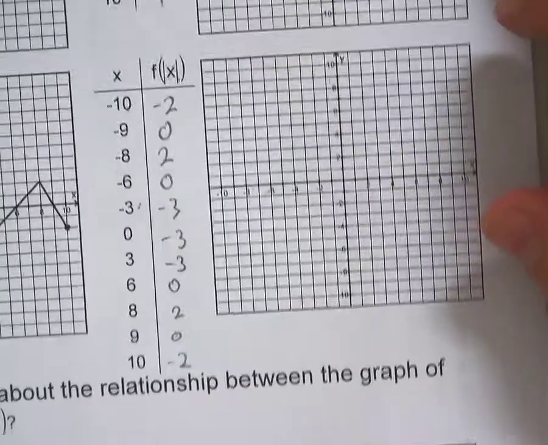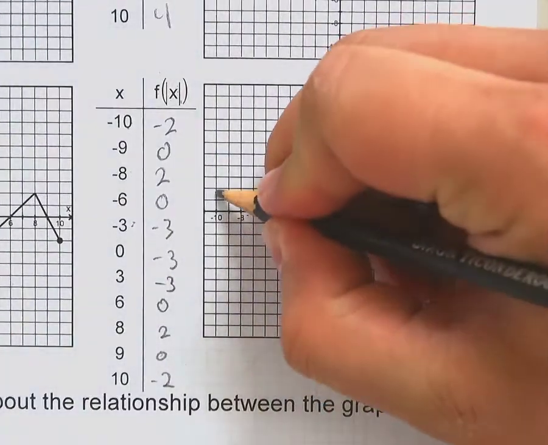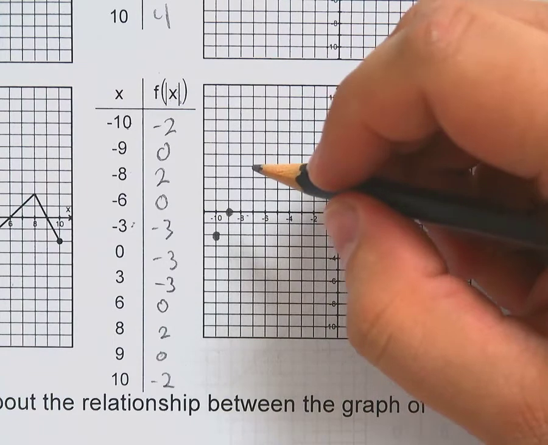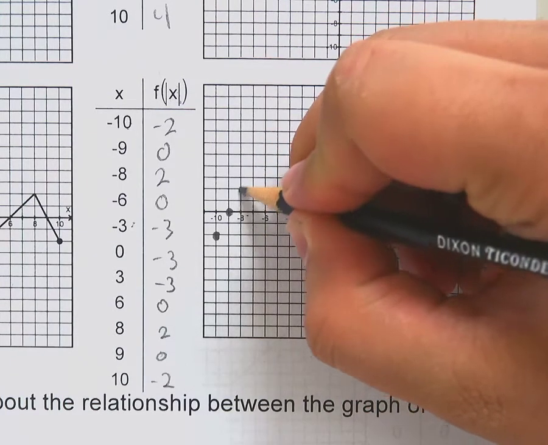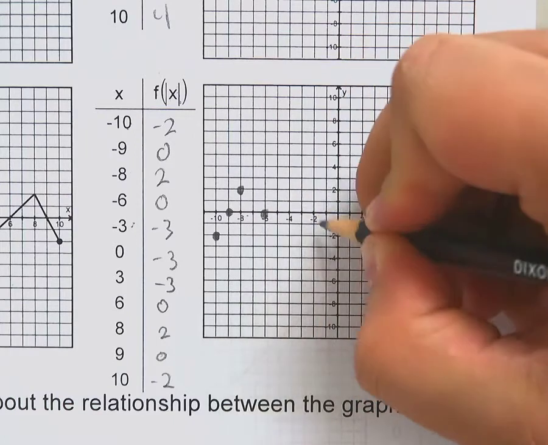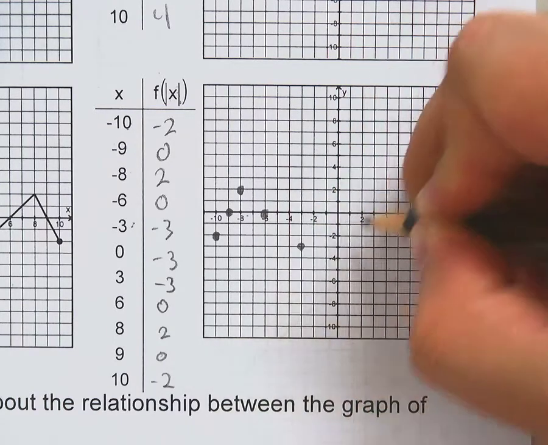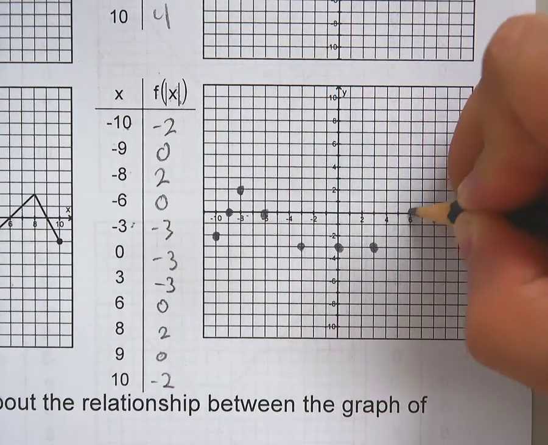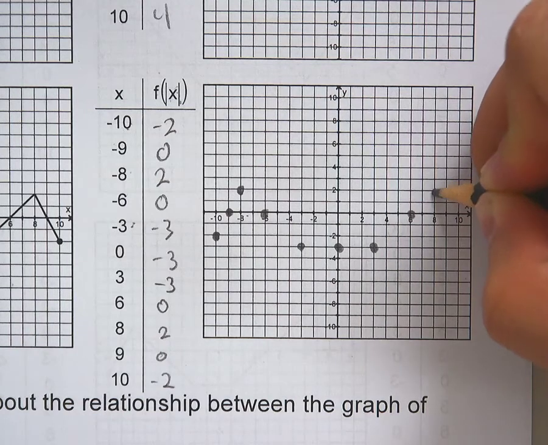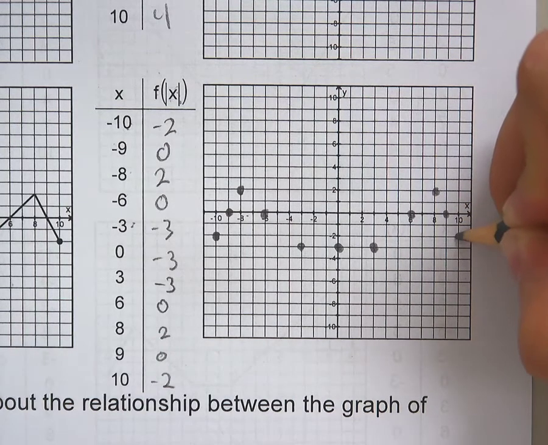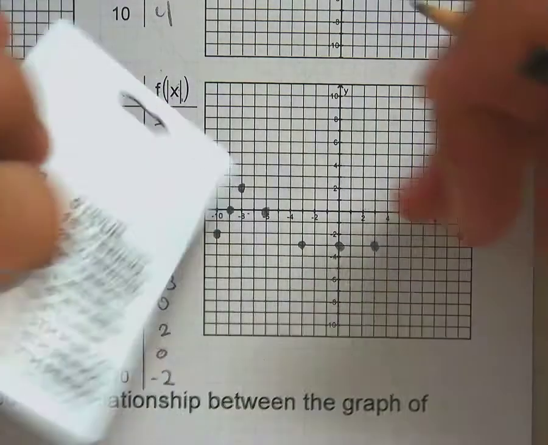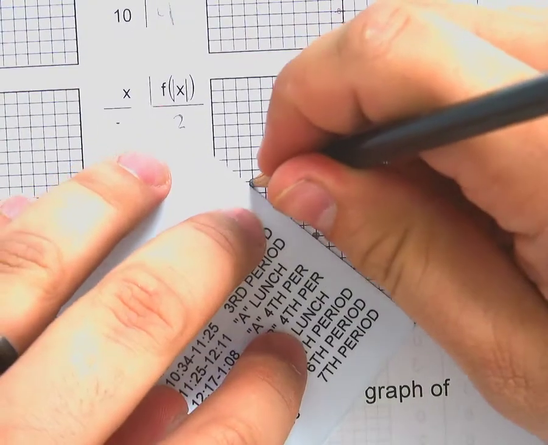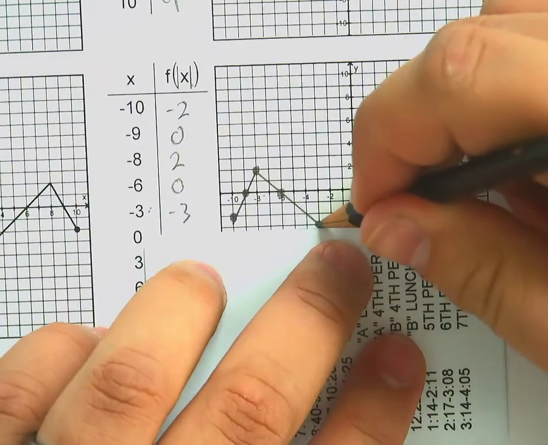Alright. Let's go ahead and plot this here. Negative 10, negative 2. Negative 9, 0. Negative 8, 2, negative 6, 0, negative 3, negative 3, 0, negative 3, 3, negative 3, 6, 0, 8, 2, 9, 0, 10, negative 2. Alright. And once I get this finished up, we're going to look at the relationship here again.